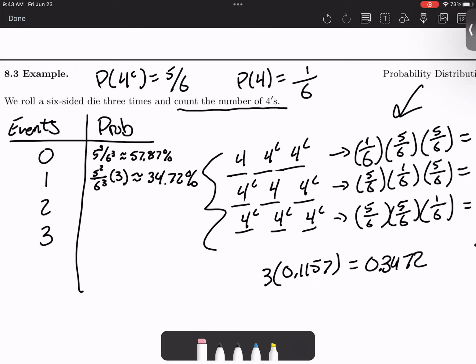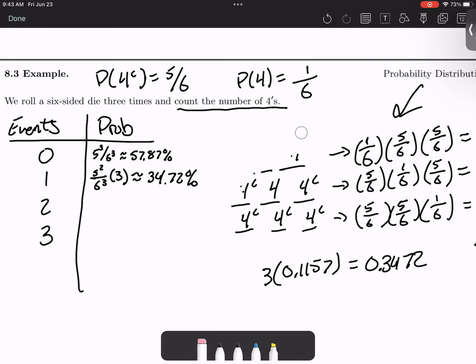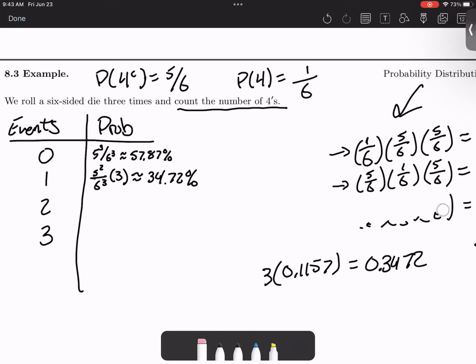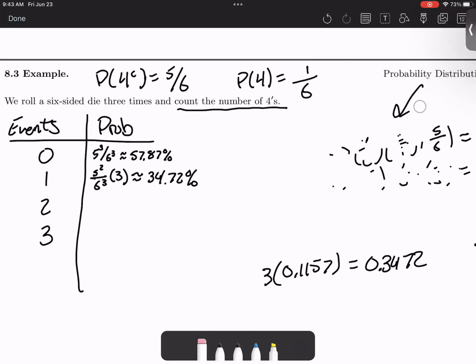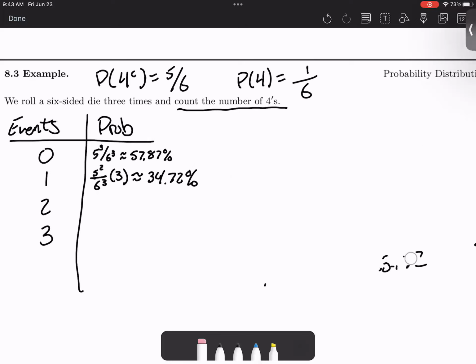Okay, let's think about the next event. We're rolling 3 times and we're counting 2 4s. So you're going to see a lot of similarity between this and what we just did. We have multiple ways to get 2 4s across 3 rolls, so we're going to have to count how many ways there are to do that and then add their probabilities together.